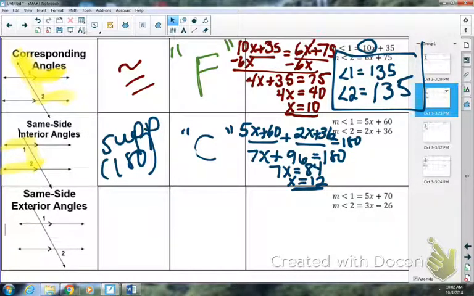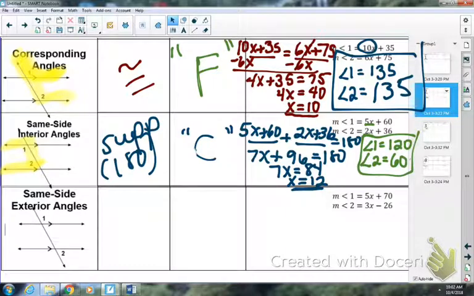So if I do that, to find angle 1, what's 5 times 12? 60, right? 5 feet is 60 inches, right? So what's 60 plus 60? 120. So assuming I did this problem correctly, before I even plug it into the other one, if these are same side interior angles and they are supplementary, what should angle 2 be? It should be 60. So if I plug it in, what's 2 times 12? 24 plus 36, is that 60? Yeah, so I did it correctly.